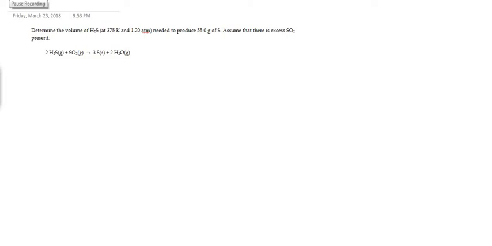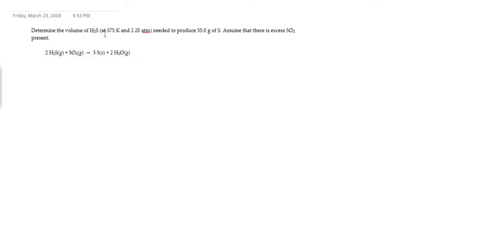Okay, let's look at a gas law problem next. Determine the volume of H2S gas at 375 degrees K and 1.2 atmospheres to produce 55 grams of sulfur gas. Assume that there is an excess of the other SO2 reactant.